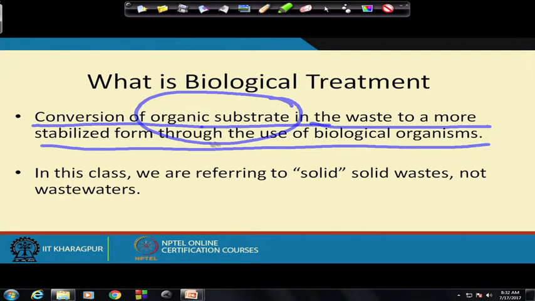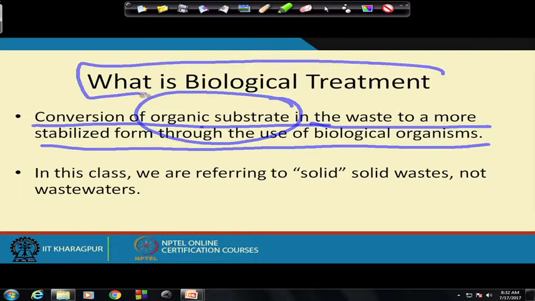So, here is the conversion of organic substrate in the waste to a more stabilized form through the use of biological organisms. So, that is the biological treatment. This is what we call biological treatment.